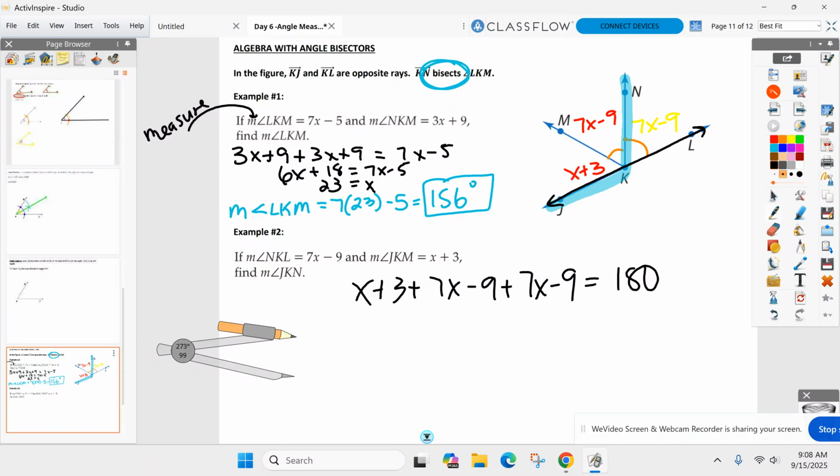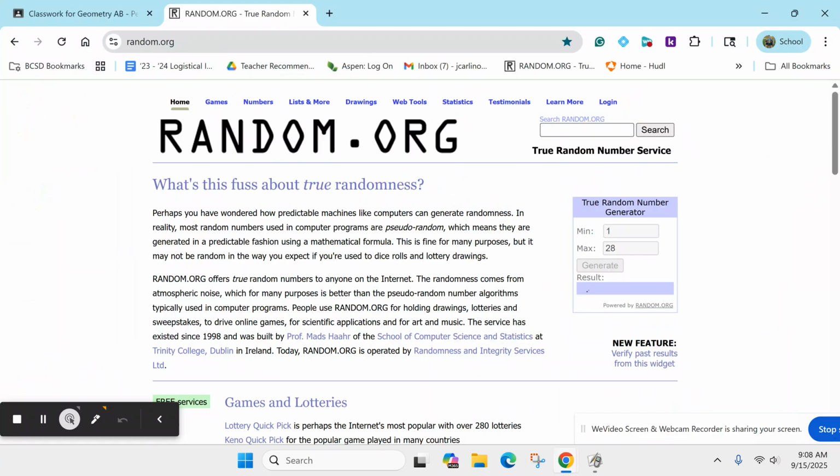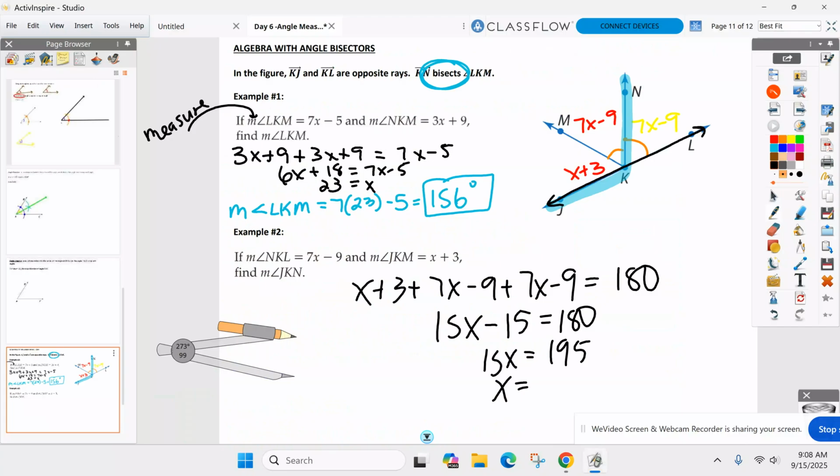Go ahead and solve for x. When you have x, let us know. Take your time though, Alex. 13 is x. Not what I was looking for though for the final answer.